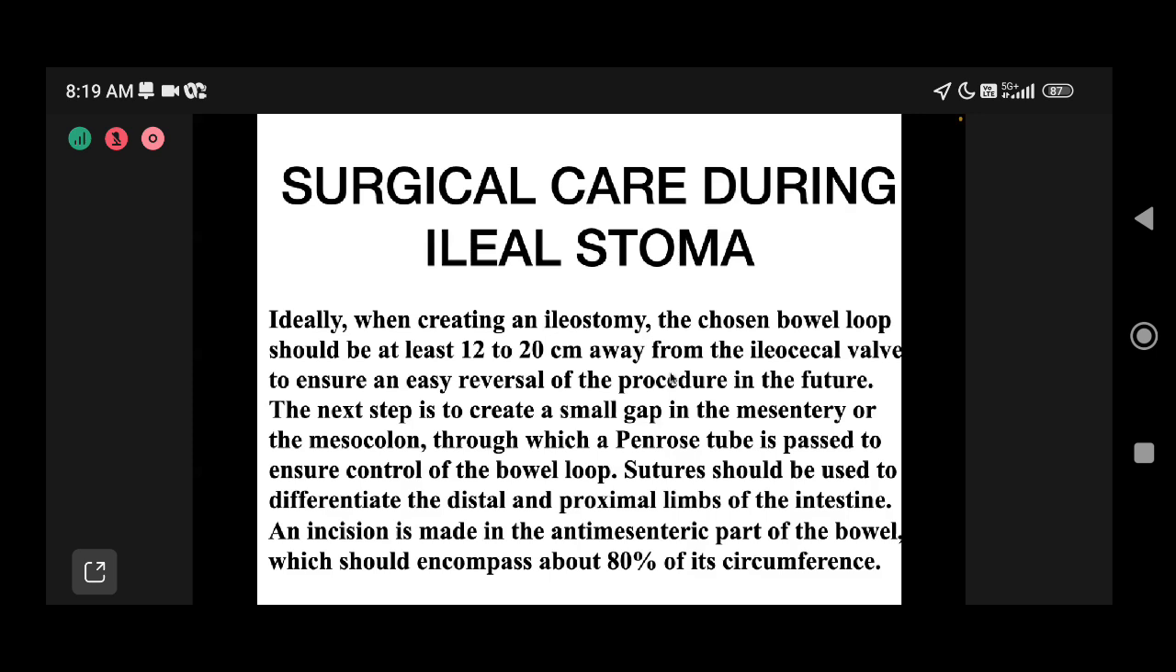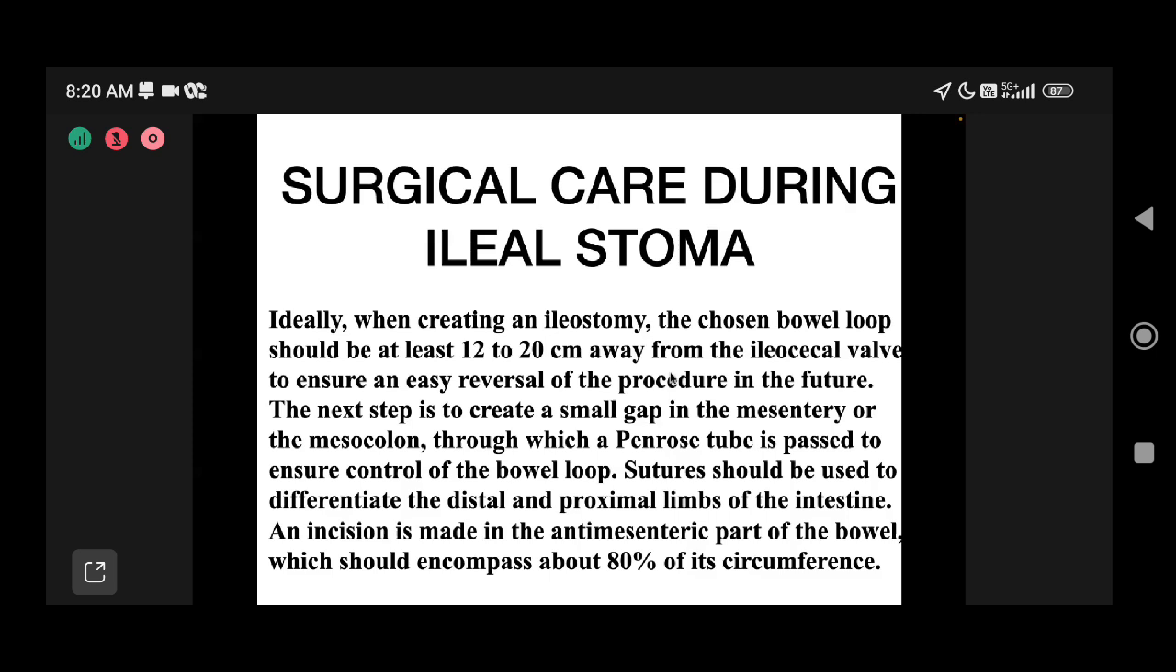So the next step is to create a small gap in the mesentery or mesocolon, and preferably we can use an infant feeding tube or Ryle's tube or a suction tube, or we can use a small cut piece of a T tube, and we can anchor the bowel to it, just for a few days to avoid the retraction of the bowel. So the suture should be used to anchor this, and we need to label which is the proximal and which is the distal limb, at least by location, whether one comes medial, lateral, superior or inferior. So the incision is made, very important.